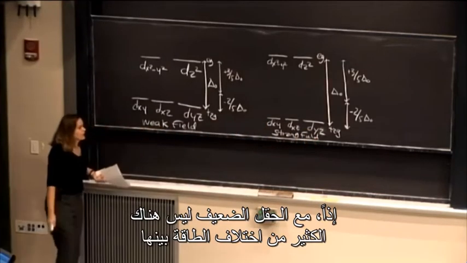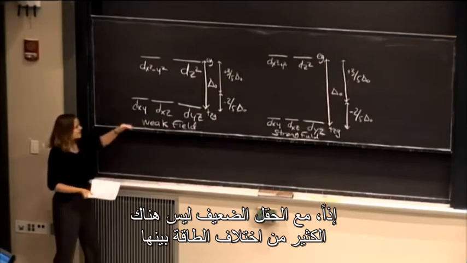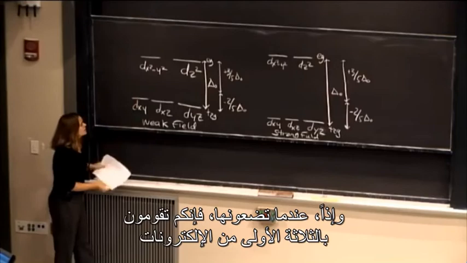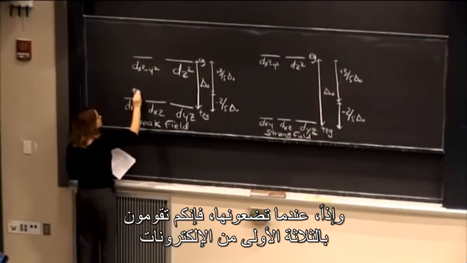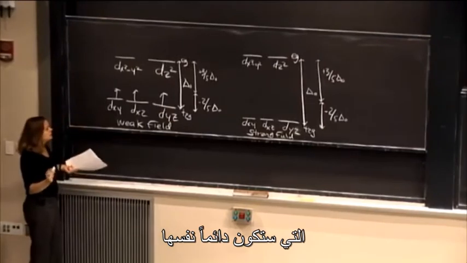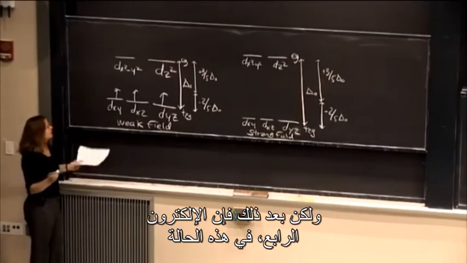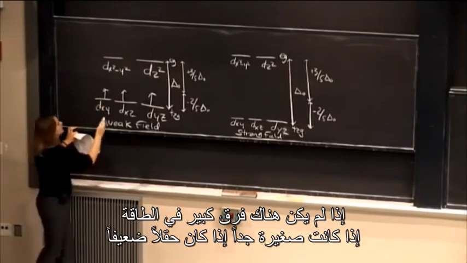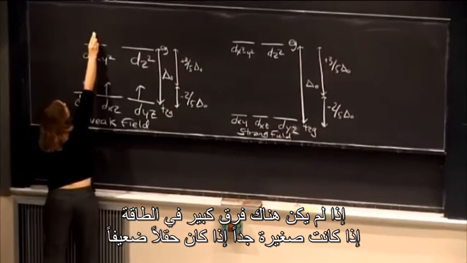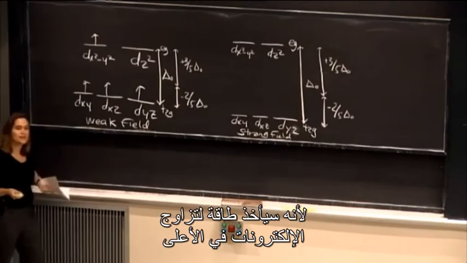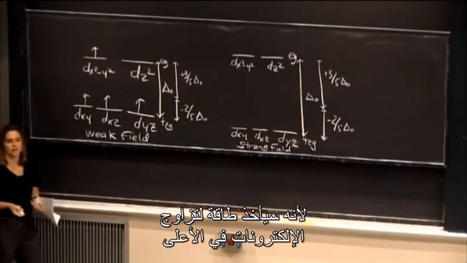So with a weak field, there's not that much of an energy difference between them. And so when you're putting in your first 3 electrons, that's always going to be the same. But then the fourth electron, in this case, if there's not a big difference in the energy, if it's pretty small, if it's a weak field, you can put that fourth one up there. Because it takes energy to pair the electrons up.